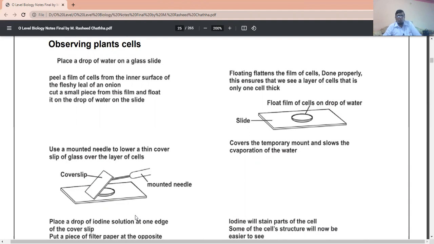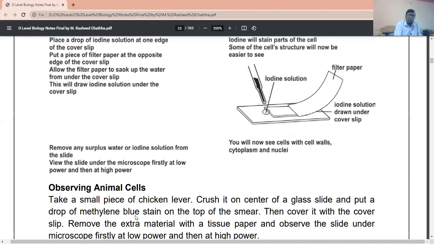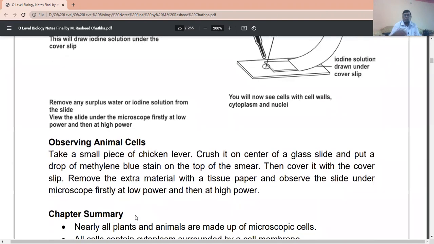Then put iodine solution over that to make it colored, for staining. Then put a cover slip over this with the help of a mounted needle. Then press it gently and wipe out the surplus material with the help of tissue paper or blotting paper. Then observe the slide under the microscope, firstly at low power and then at high power. And then you can see the cells, which will be brick-like structures, and they can be easily observed.